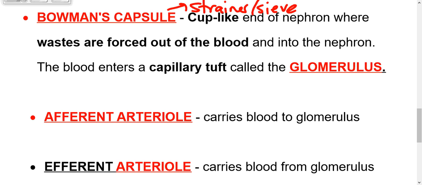So the afferent arteriole carries blood to the glomerulus. I'm going to ask you to watch a video later today, and the fella's Irish, I think, and he calls it the glomerulus, but however you want to say it, same idea. The efferent arteriole carries blood away from that glomerulus.